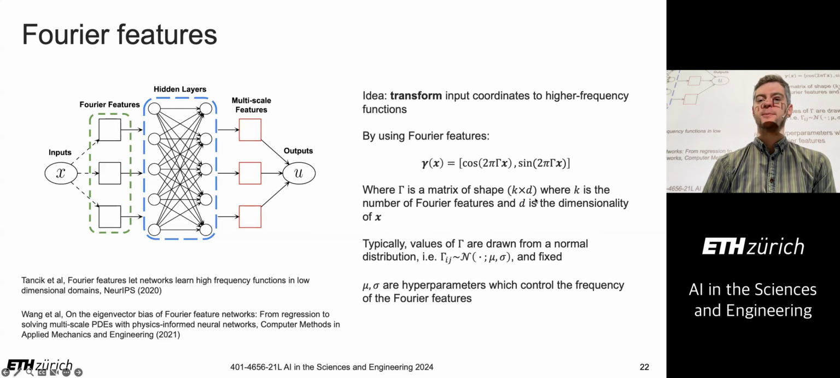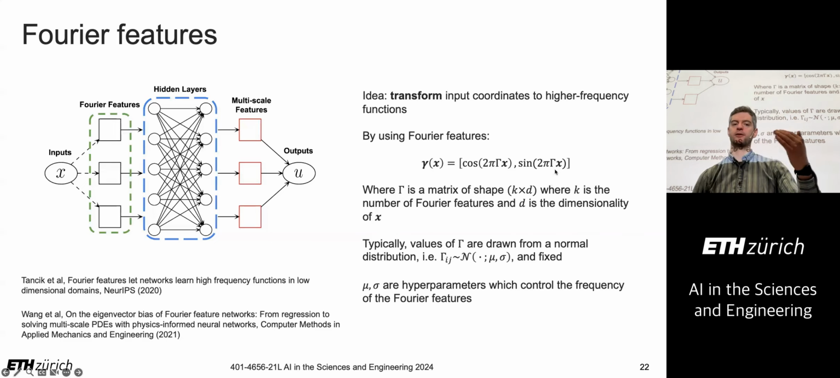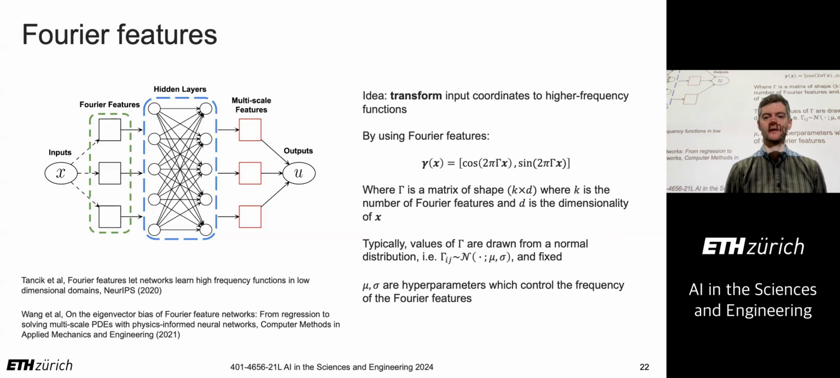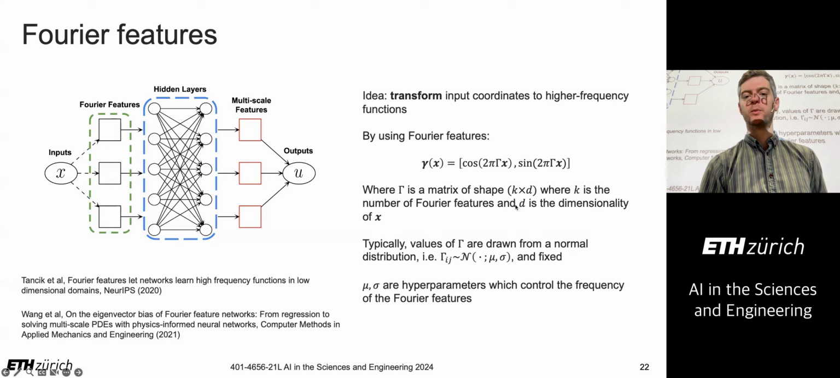This matrix has shape k by d, where d is the number of inputs and k is the number of Fourier features that we're going to use. So we're essentially taking lots of sine and cosine transforms with lots of different frequencies, and we form that into one big hidden state before we put that into the neural network. Typically, we sample these frequencies, this matrix here, from a normal distribution, and we fix the mean and the standard deviation to sample from whatever frequency range of interest we want to target.